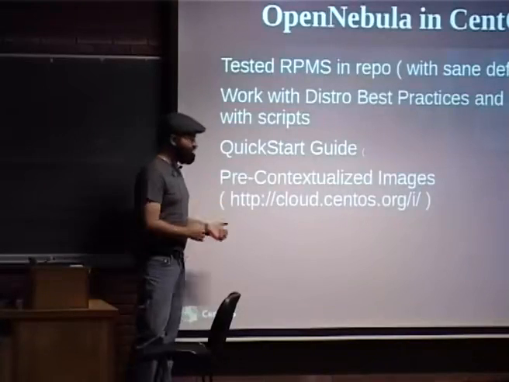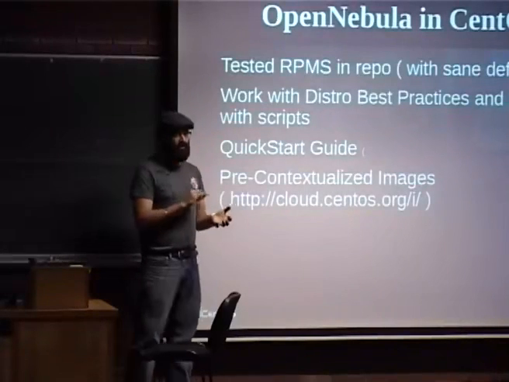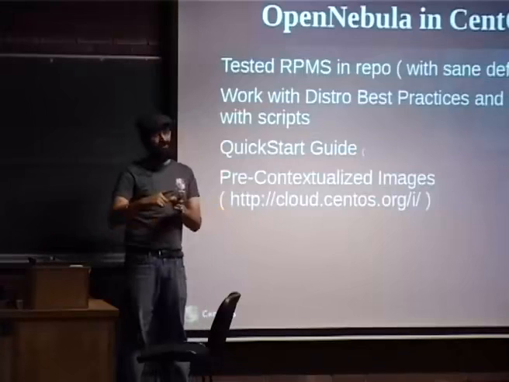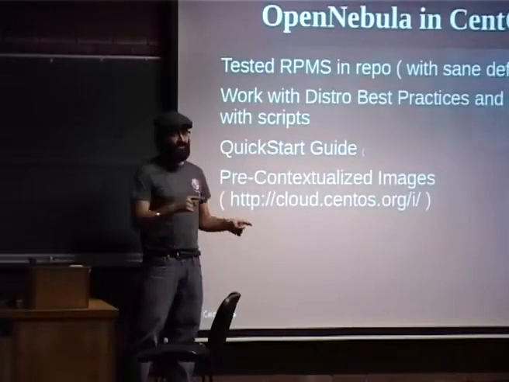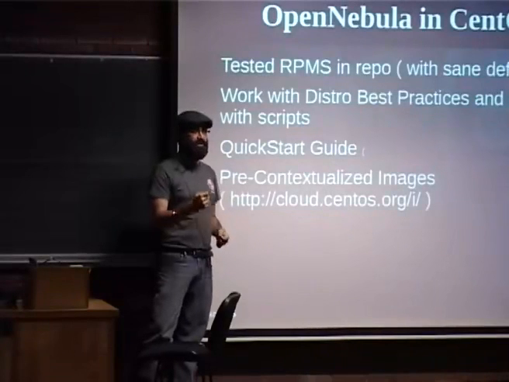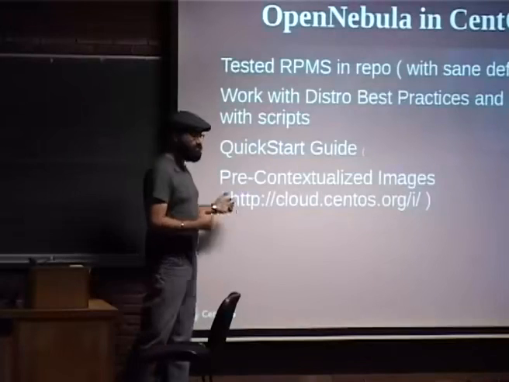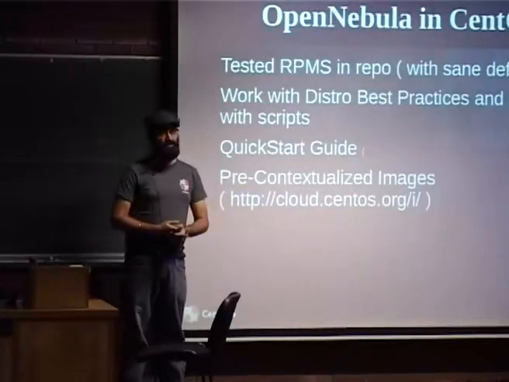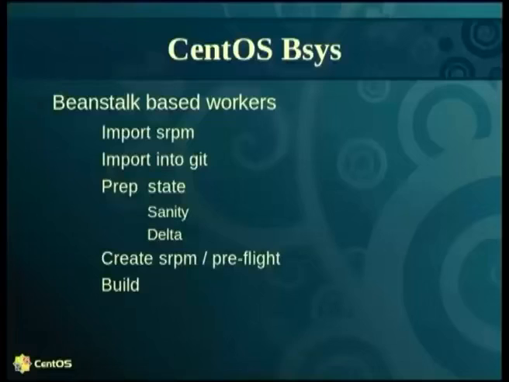And we have pre-contextualized images for CentOS 5 and 6, 32-bit and 64-bit. As we release them, every 2 months we're rebuilding those images with all updates applied. So if at any point you need an image, you don't have to create it yourself. You can just download it from cloud.centos.org. This is also where we're distributing images for Amazon Web Services. Right, that's about that.